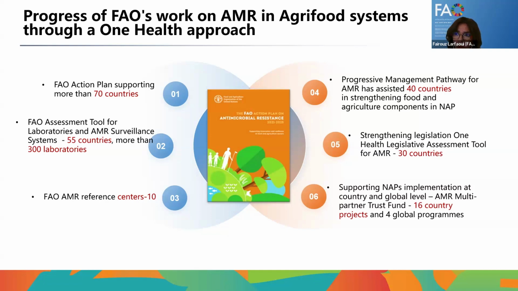We also have reference centers for AMR that we collaborate with. I would also mention the progressive management pathway for AMR, which has assisted 40 countries in strengthening the food and agriculture component of the National Action Plan. We are also working on strengthening legislation on One Health for AMR, and 30 countries have been supported so far.